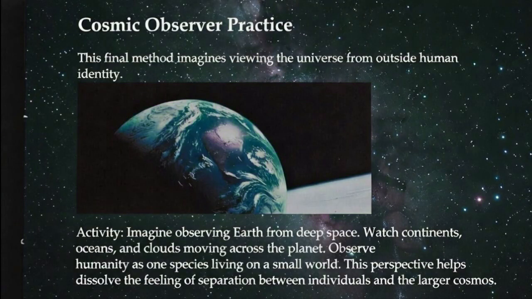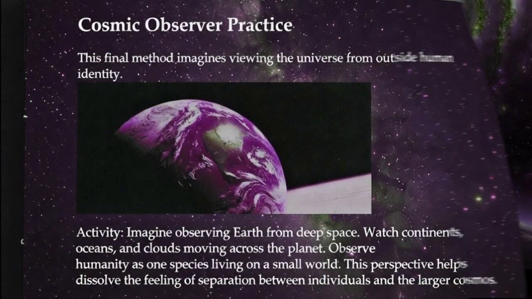6. Cosmic observer practice. This final method imagines viewing the universe from outside human identity. Activity: Imagine observing Earth from deep space. Watch continents, oceans, and clouds moving across the planet. Observe humanity as one species living on a small world. This perspective helps dissolve the feeling of separation between individuals and the larger cosmos.